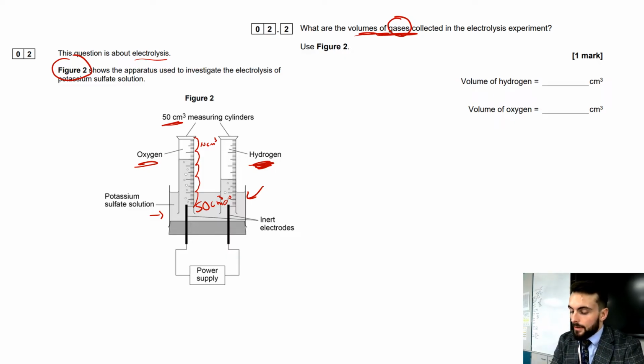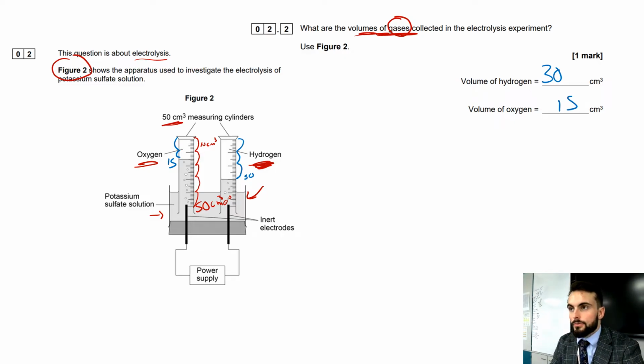So let's look at the hydrogen one. I'll change the color for this one so you can see what I'm doing. So hydrogen, we're reading it from the top down. So we've got 10, 20, 30. So 30 centimeters cubed for hydrogen, and then for oxygen we've got 10, and then halfway to the next, so 15 centimeters cubed.